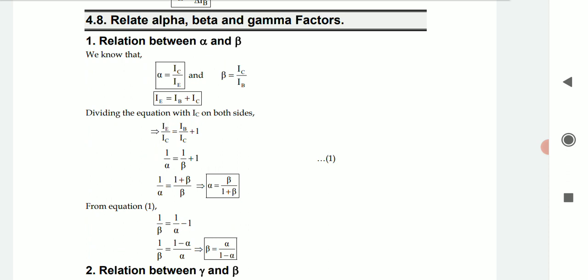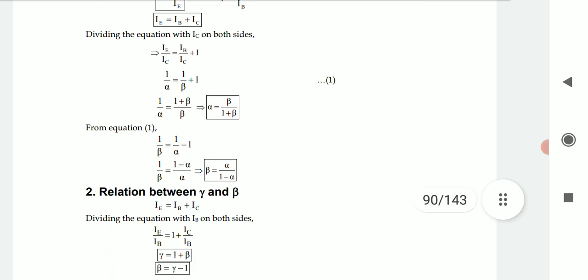Next, the relationship between alpha, beta and gamma. We can get the relationship between alpha and beta by taking the alpha equation. Alpha is equal to IC by IE, whereas beta is equal to IC by IB. In this, substitute IE is equal to IB plus IC, that is, total emitter current is equal to base current plus collector current. Substitute this IE value in the alpha equation, then by simplifying, you will get alpha is equal to beta by 1 plus beta. This is a very important relation between alpha and beta.